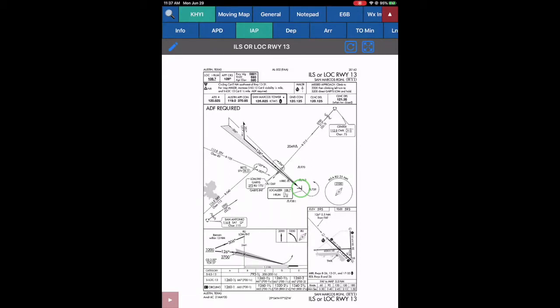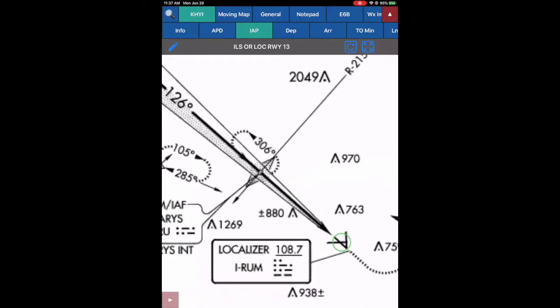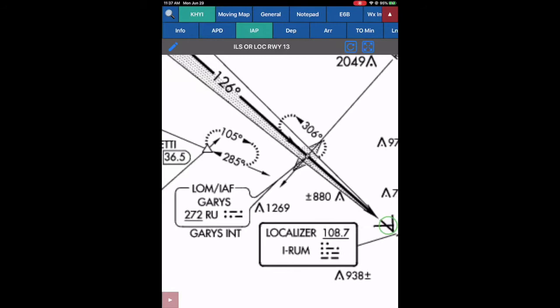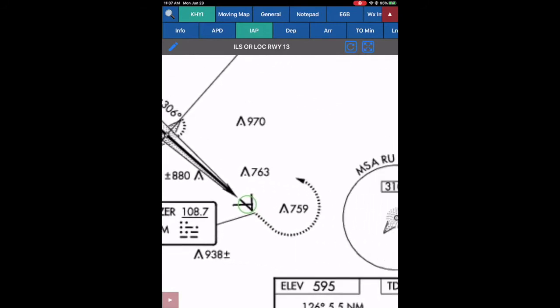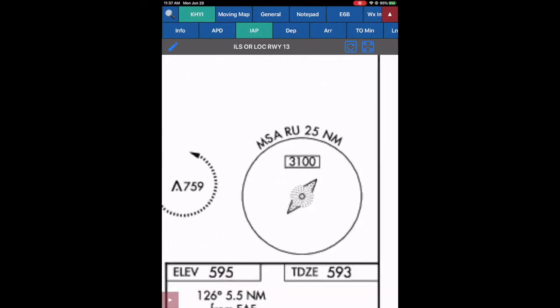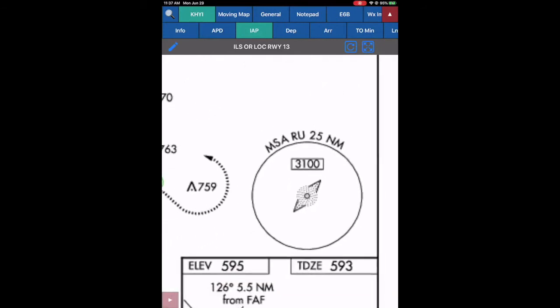What is that symbol that defines Gary's? Hint, it's the same symbol over here. What is that symbol? And is this min safe or min sector, by the way?